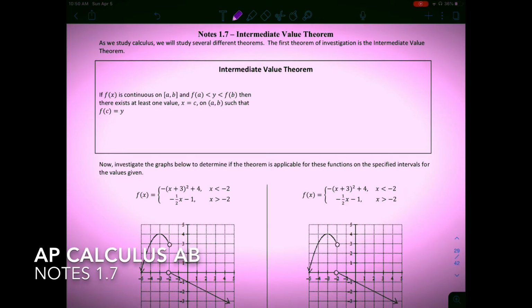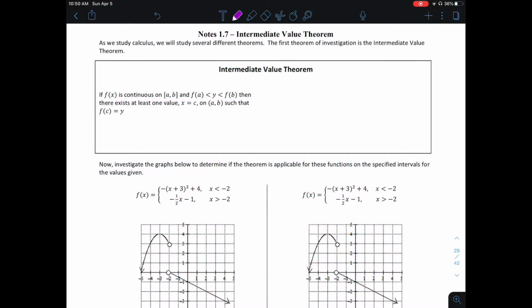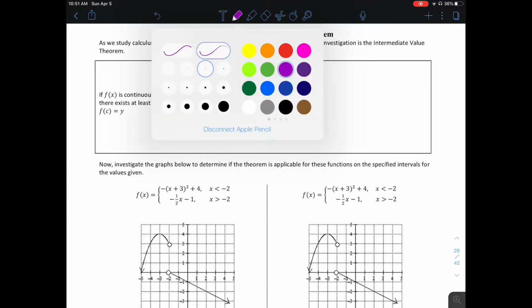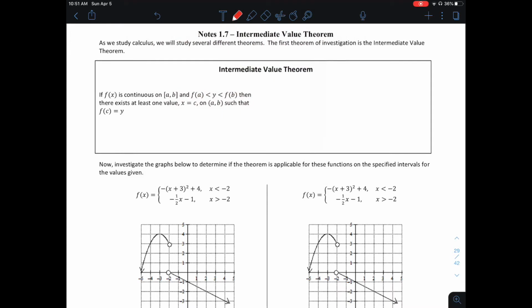Calculus AB, Notes 1.7, the Intermediate Value Theorem. This is the second theorem that I believe we've had so far this year. We had the limit existence theorem. Now we have the intermediate value theorem. And I think I'm going to take this opportunity to make this a little bit different in our notes and make it a little more clear.